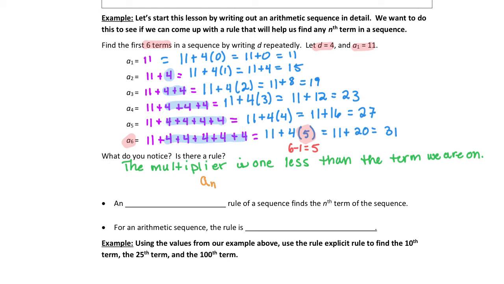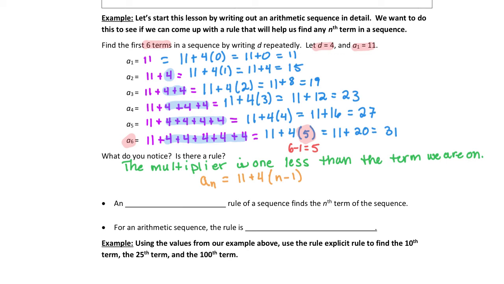To find any term, remember n stands for any number, so any point, any term in this sequence, I start with the 11, the first term. I add the 4, the common difference, to it, and I multiply it by that n, whatever number I'm on, minus 1. So for example, if I'm on the 6th term here, I'd plug the 6 in here, I'd get 5, and that creates my multiplier. So the 6 goes into the formula. We subtract 1, okay? And we're going to make a general rule with that in just a moment.